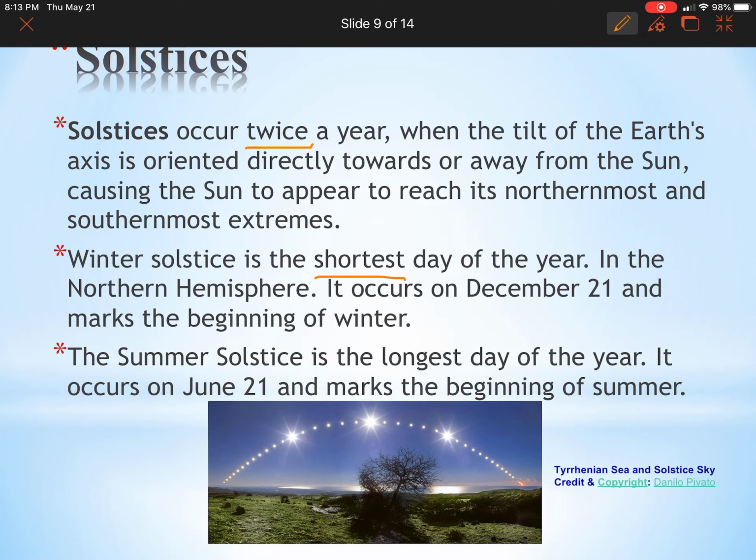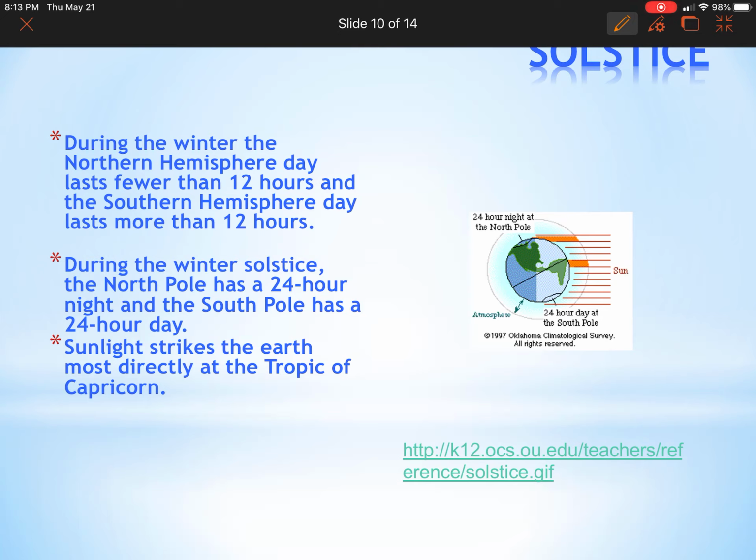In the northern hemisphere, it occurs on December 21st and marks the beginning of winter. The summer solstice is the longest day of the year. It occurs on June 21st and it's going to mark the beginning of the summer. Now, during the winter, the northern hemisphere day lasts fewer than 12 hours and the southern hemisphere day lasts more than 12 hours.